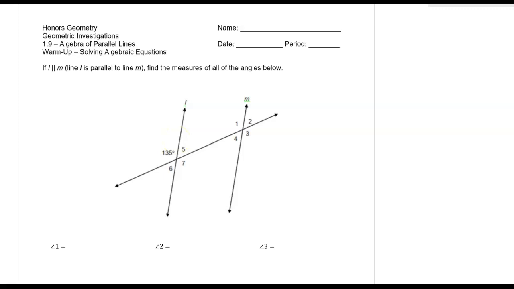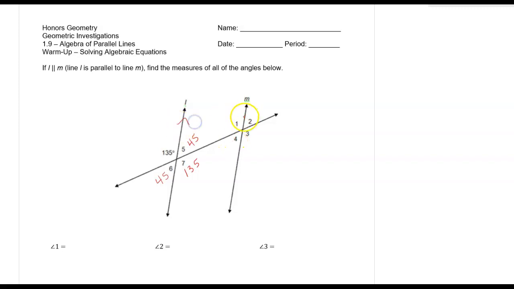Since 135 is on the left side, the vertical angle to 135 is angle 7, so it is also 135. To find 5 or 6, you're just going to take the supplement of 135, which is 45. 5 and 6 are vertical angles, so they will be congruent as well.